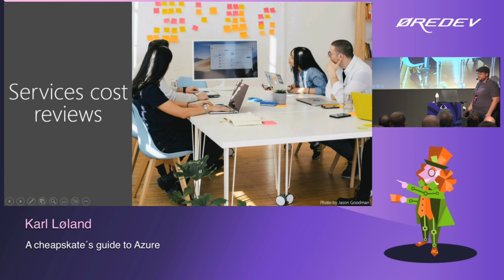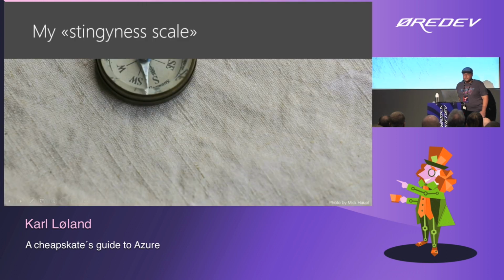In this next section, I will explain an internal tool that I use to help with selecting what services to use when I create architectures for clients. I call this tool my Stinginess-scale. And I use this tool to more easily compare different services against each other in regards to costs when I architect solutions.